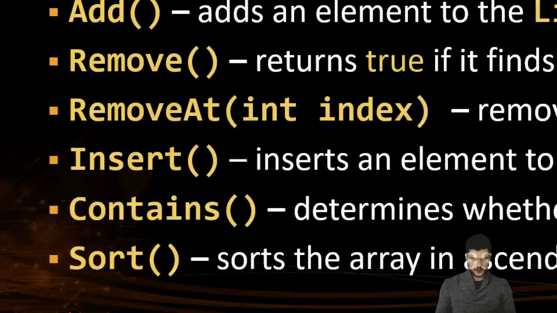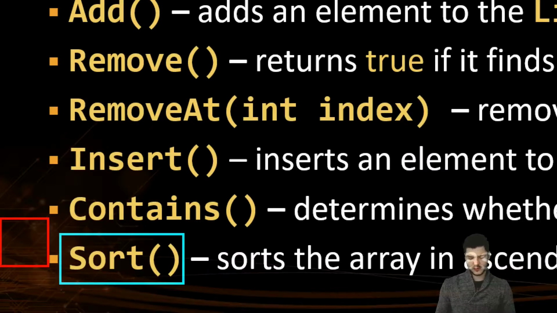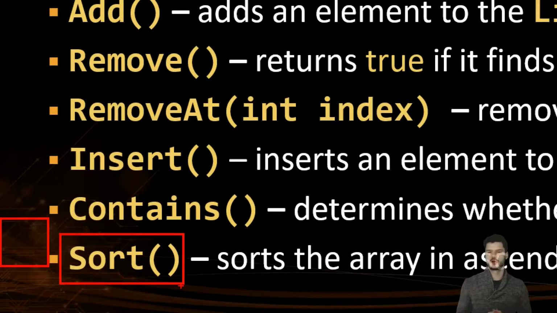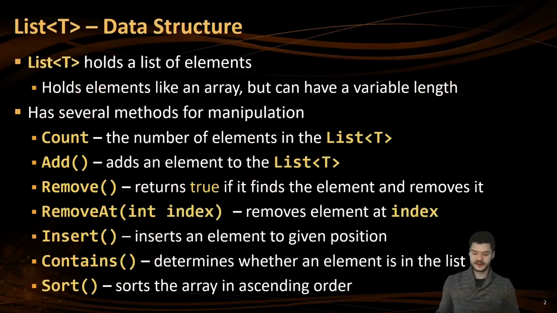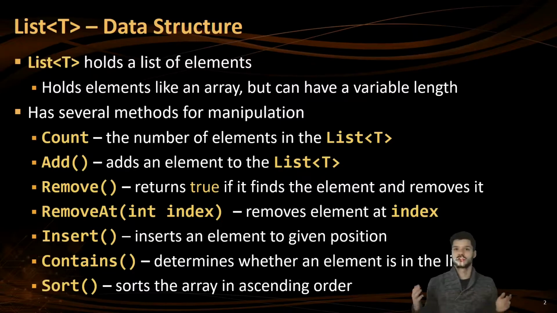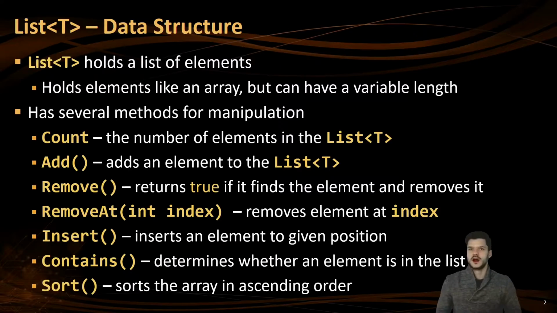Also, we have one more built-in method. We have a lot of them, but those are the fundamental ones. We will be using only lists when we have to choose between list and array. We have also sort. Sort sorts the array in ascending order. What does that mean? If you're storing integers, we know how to sort integers in ascending order, right? 1, 2, 3, 4, 5, and so on.